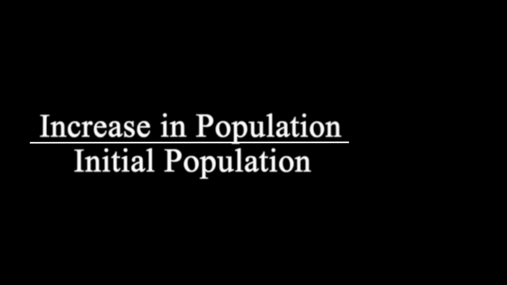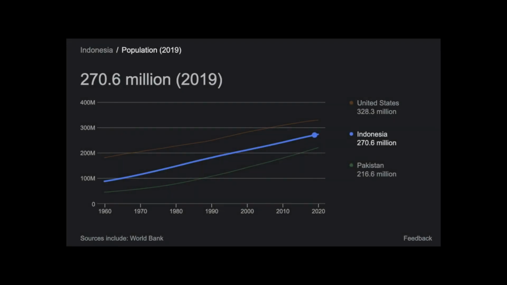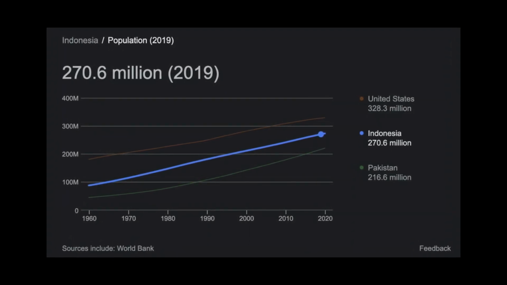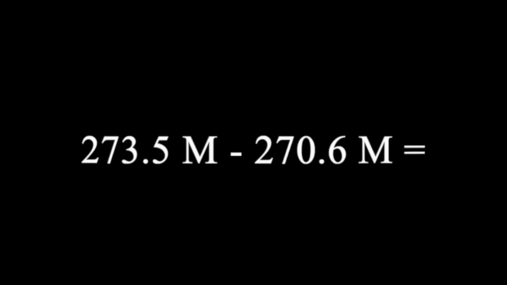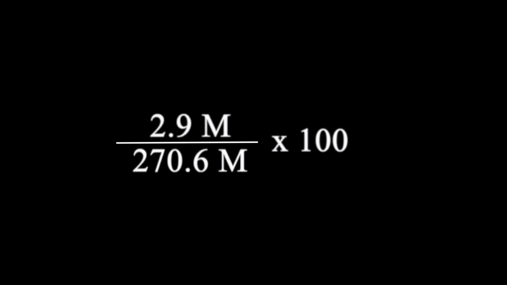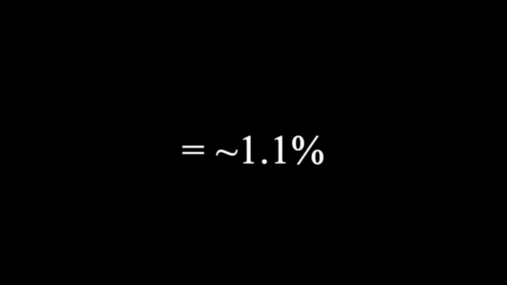To calculate a population growth rate, simply divide the increase of population from one year to the next year by the initial population and multiply it by 100. In this case, the population of Indonesia in 2019 is approximately 270.6 million, meaning that we can first subtract that from 273.5 million, which is equal to 2.9 million. Then we can divide 2.9 million by 270.6 million and multiply it by 100, leaving us with approximately 1.1%, which is the population growth rate in Indonesia in 2019. We can then use this to estimate when Indonesia's population will reach 300 million by simply using this equation.